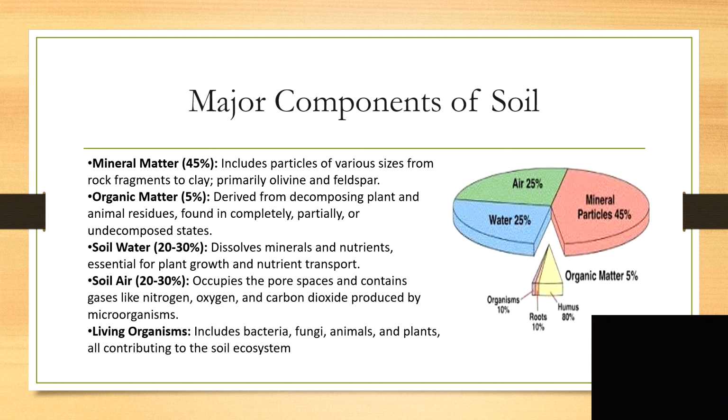The next important component of soil is organic matter, which contributes around 5% of the soil. It comes from decomposed plant and animal residues, improving fertility and structure. The next component of the soil is soil water, which is about 25% of the volume of soil. It occupies part of the pore space and is essential for nutrient transport and plant growth. Soil air fills the remaining pore spaces, providing oxygen for roots and microorganisms.